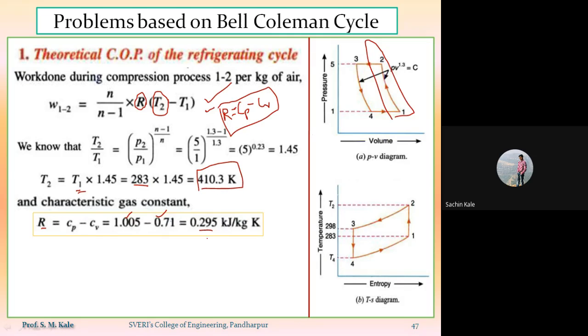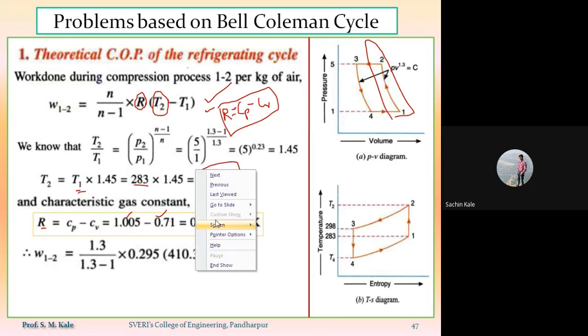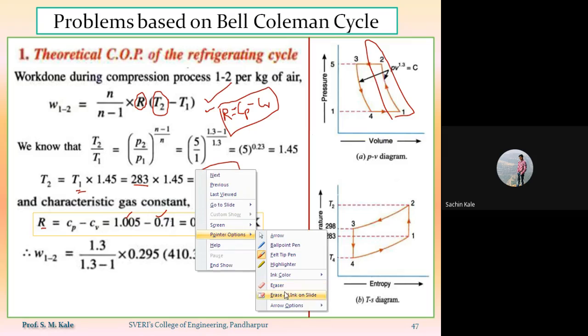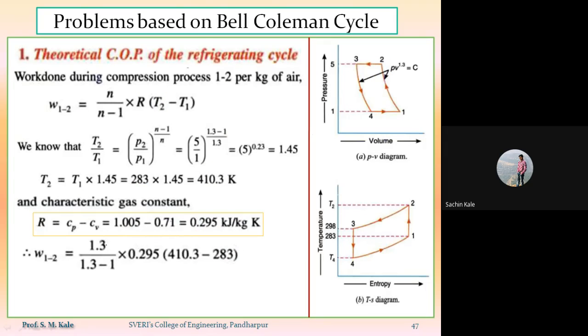So after putting the values of T2 and R in this equation, I will get the value of W1 to 2. So here put the value of n as 1.3, the value of R as 0.295. T2 is nothing but this value, and T1 we already know. So after putting these values, I will get the value of work done during the process 1 to 2.